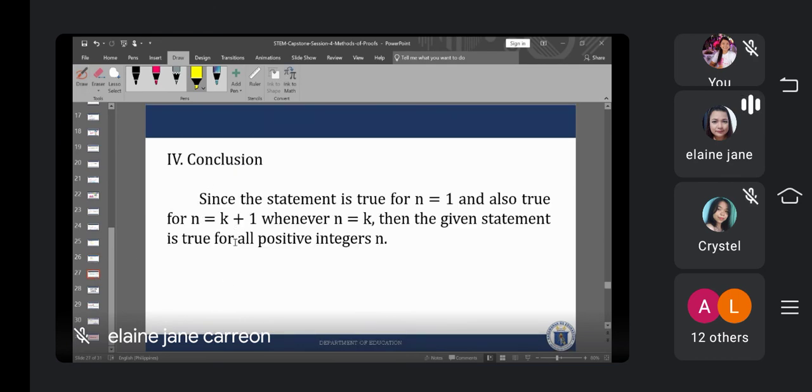Next, for our conclusion, since the statement is true for n equal to 1 and also true for n is equal to k plus 1, whenever n is equal to k, then the given statement is true for all positive integers n.